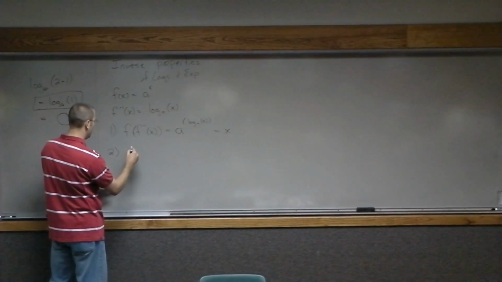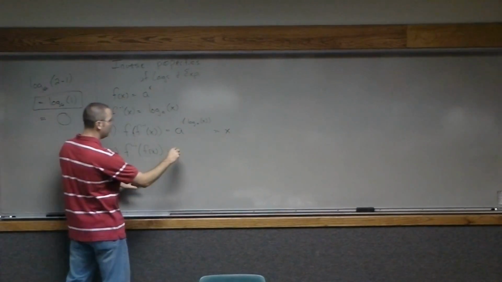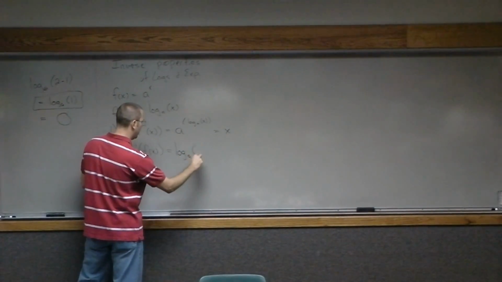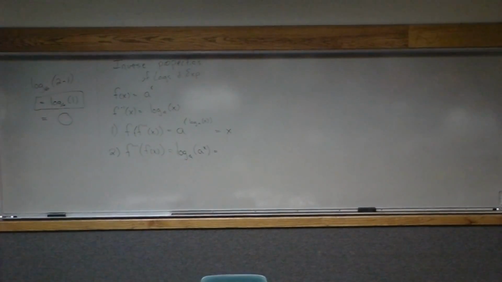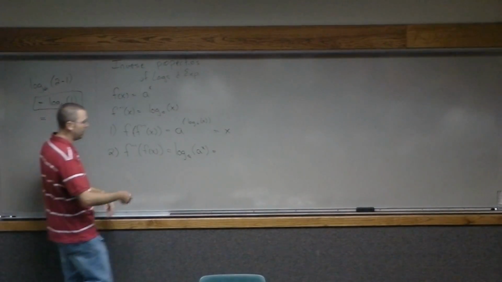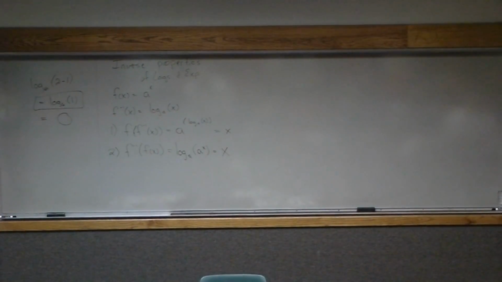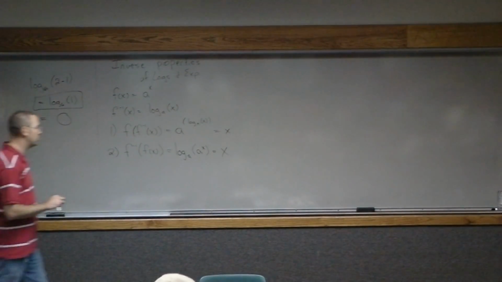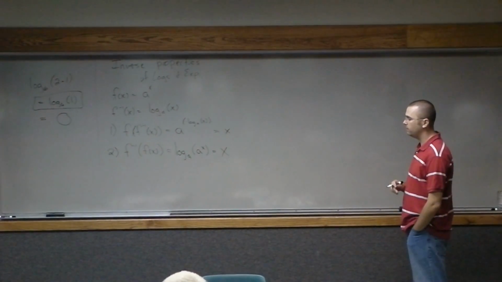Second rule, f inverse of f of x. All right, writing everything out, this is log base a of a to the x. Well, whether you want to use the inverse rule or whether you want to use the properties of logarithms, all the a stuff and log stuff cancel out at this point, and we're just left with x again. These properties are important. These properties are what allow us to solve lots of equations involving exponential or logarithm functions.